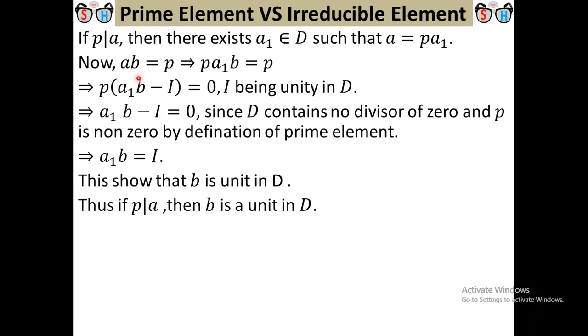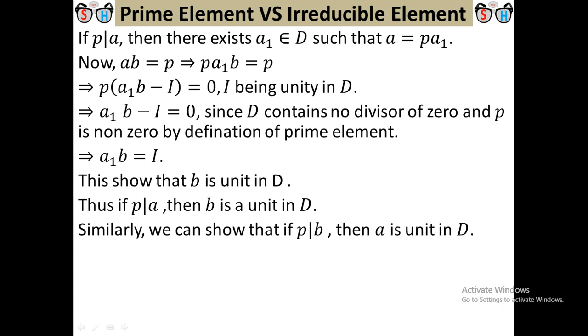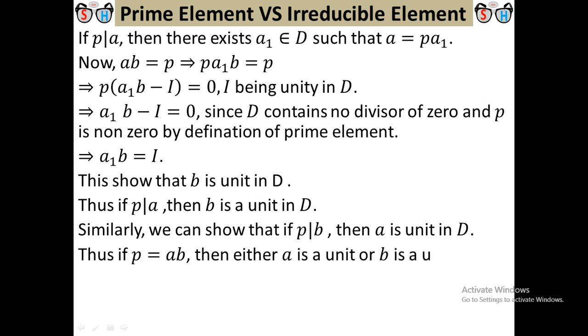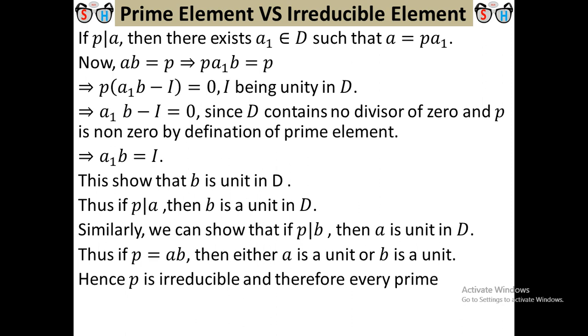Similarly, if P divides B, then we can show that A is a unit. So we see that when P equals AB, then either A is a unit or B is a unit. So P is not 0 and not a unit in D, and P equals AB implies that A is a unit or B is a unit, that is, P has no proper divisor, hence P is an irreducible element. So the theorem is proved: every prime element is an irreducible element in an integral domain.